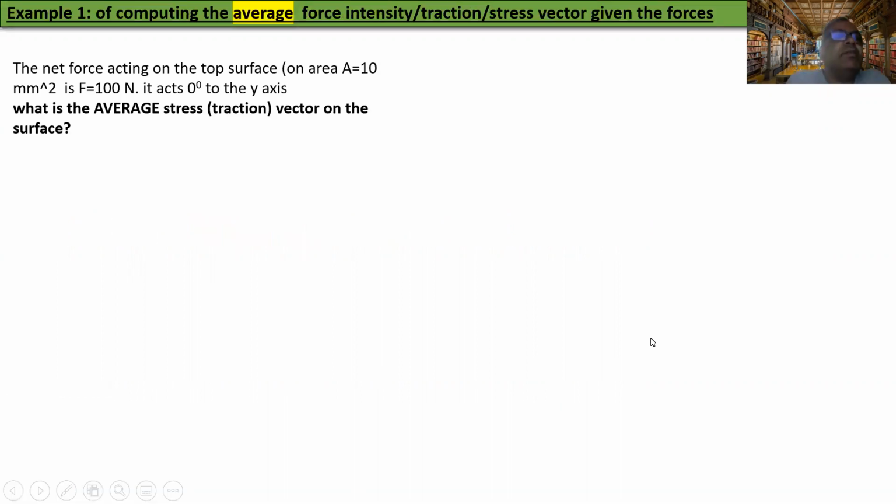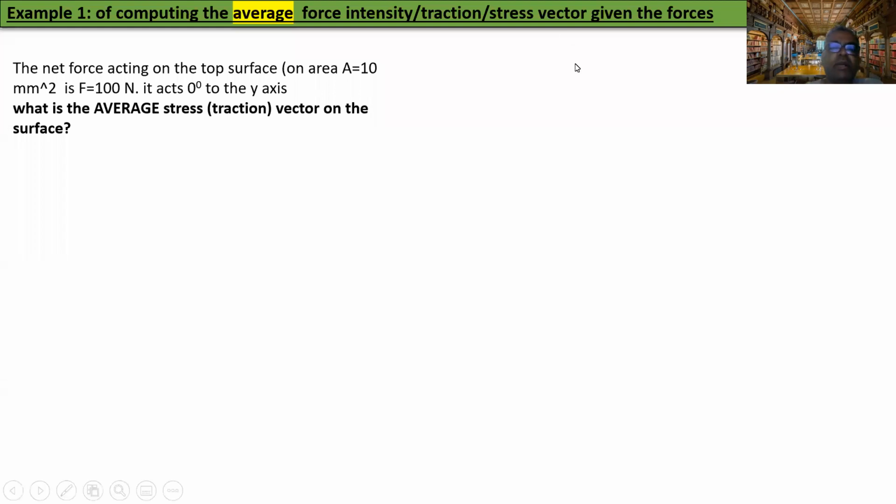Okay, so let's look at a particular example. We are going to compute average force intensity given the forces. There is a net force acting on the top surface of a body whose area is 10 millimeters squared, and the force is 100 newtons. That's the magnitude of the force. It acts at 0 degrees to the y-axis. That's the direction of the force. What is the average stress or traction vector on the surface?